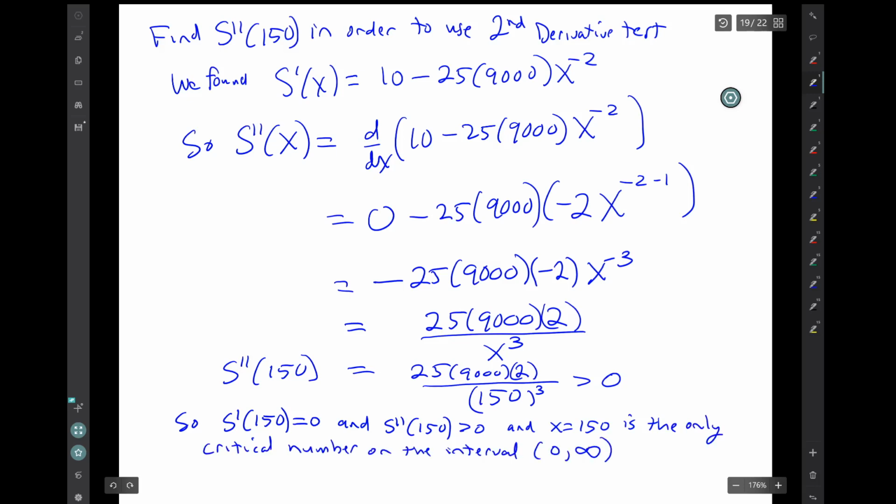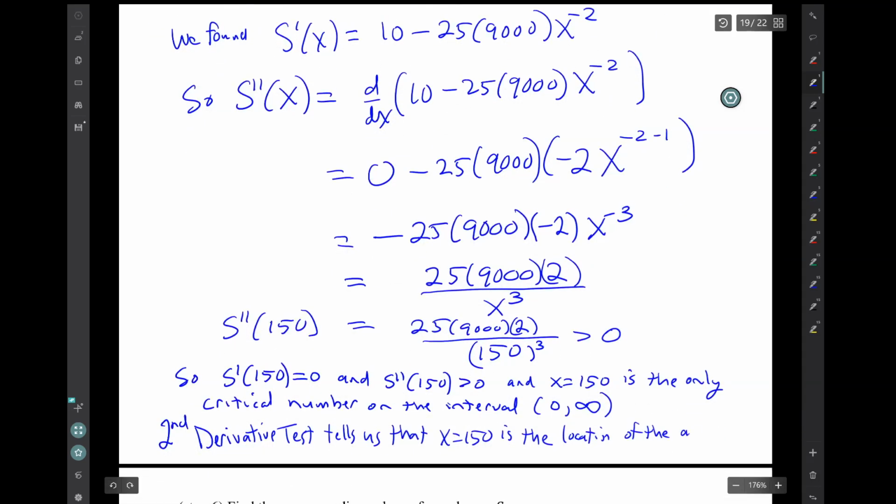So we have this situation. Our situation is that S prime equals 0 at x equals 150, S double prime is positive, and x equals 150 is the only critical number on that interval. So the second derivative test tells us that that is an absolute min for that interval. x equals 150 is the location for the absolute min on that interval.